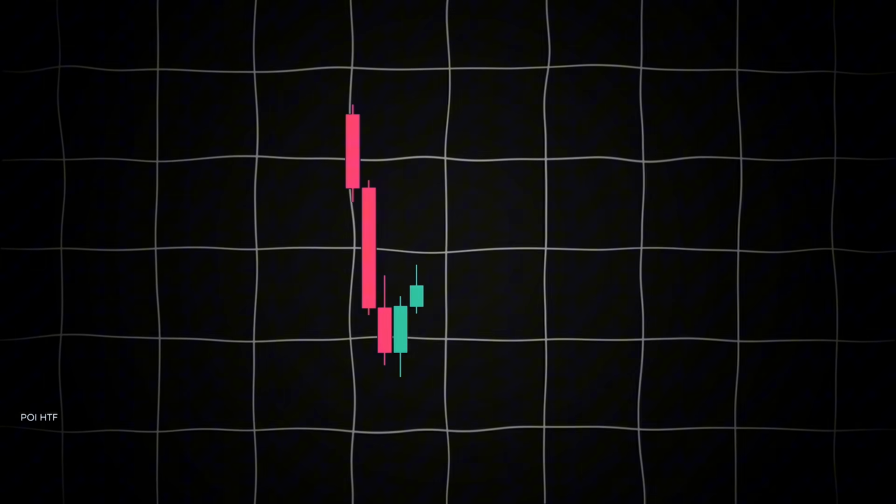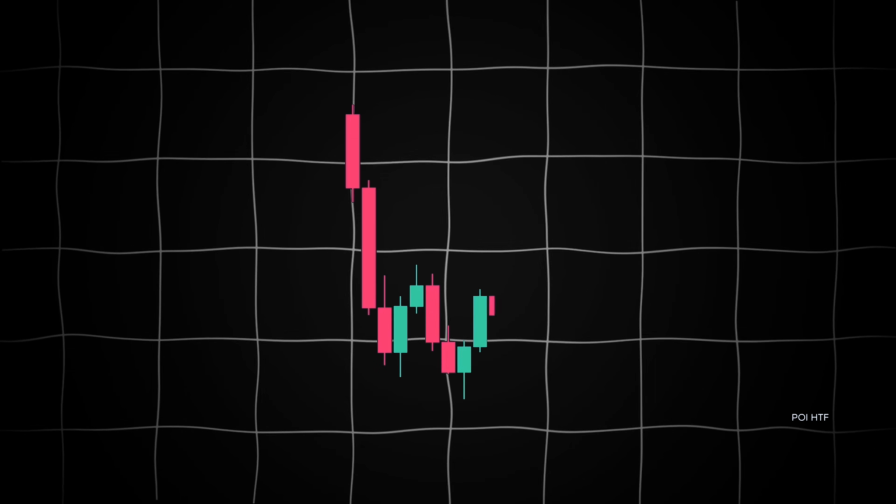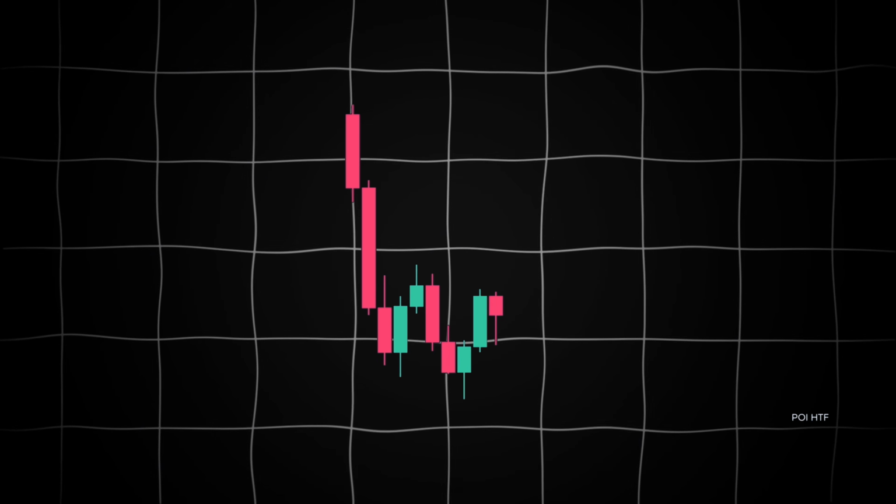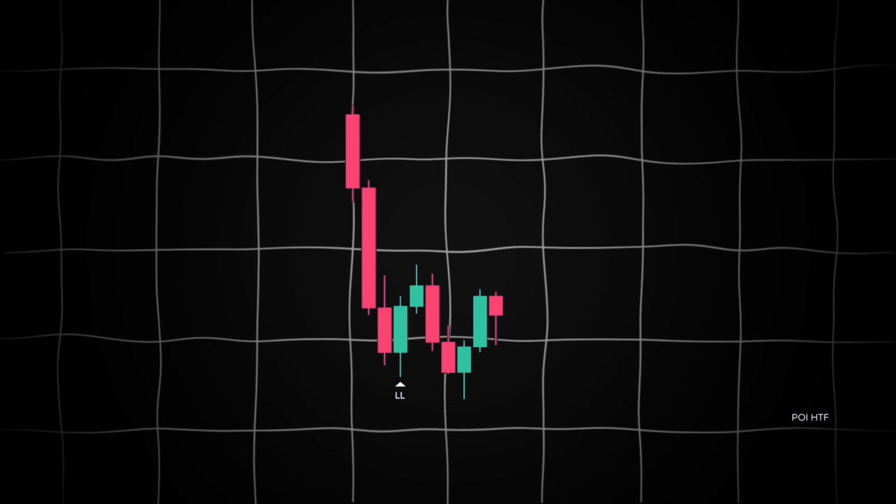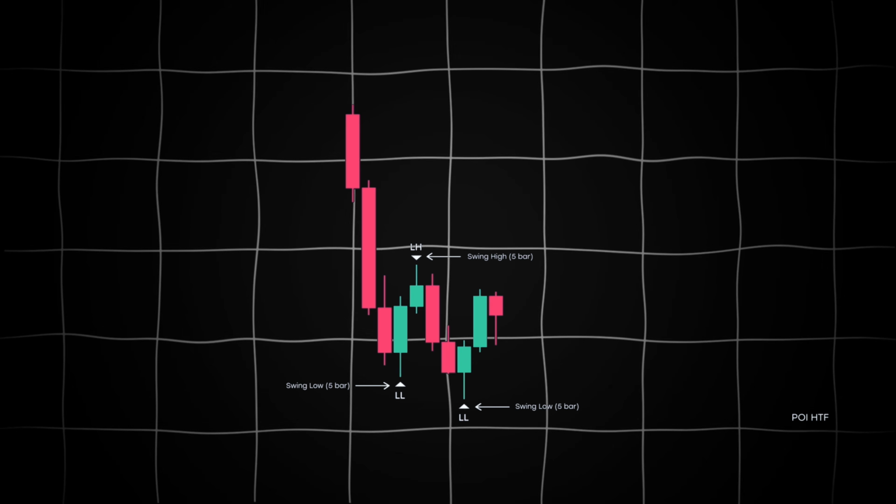The formation of a bullish breaker begins when the price reaches a significant institutional support zone from a higher time frame. The formation must include three structural elements: lower low, lower high, and another lower low. These are 5 candle swings.